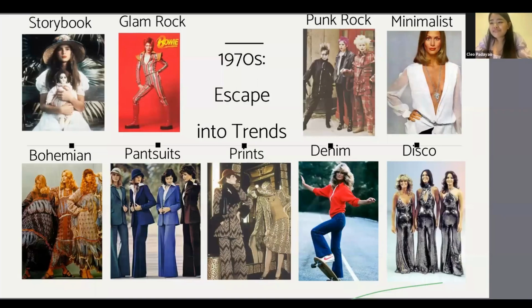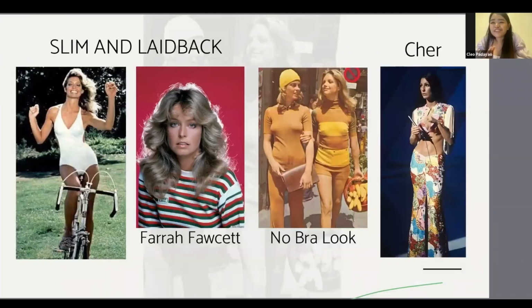So everything in the 70s was wide. They have wide pants, wide collars, wide lapels in the suits, and they have oversized dresses inspired by the gypsy. So the bohemian look was also a very trendy look of the 70s. So everything is so wide. In order for the trend to flatter a woman, they needed to be slim, and they also possessed a very laid back attitude.